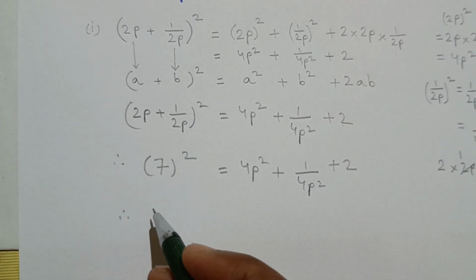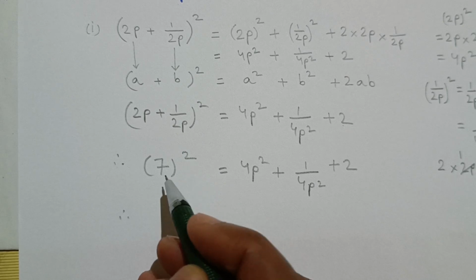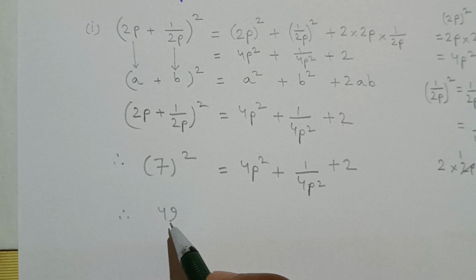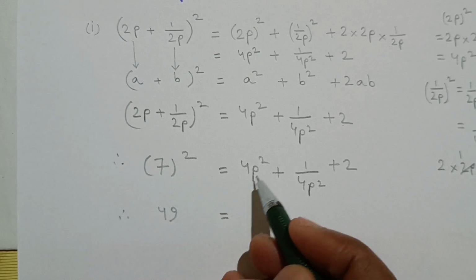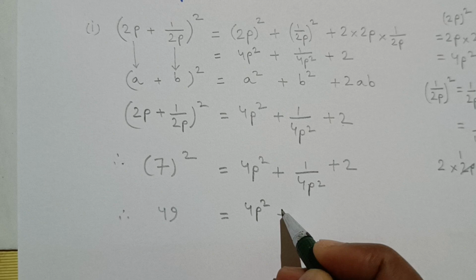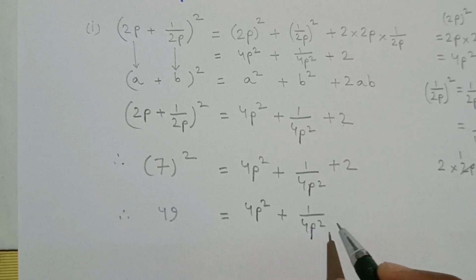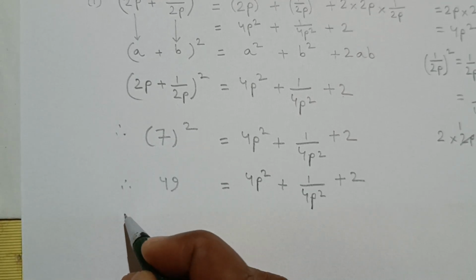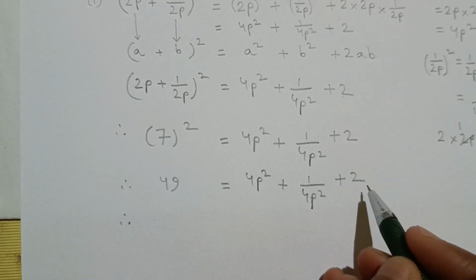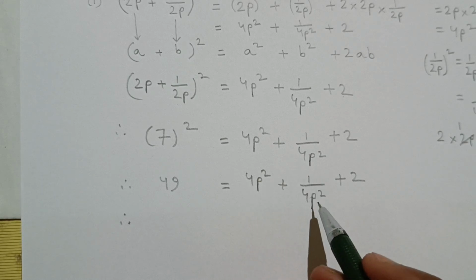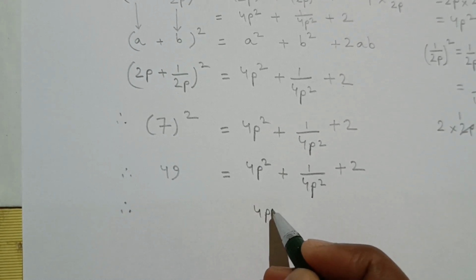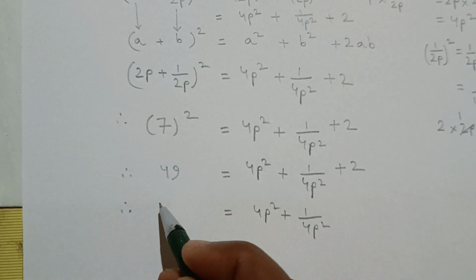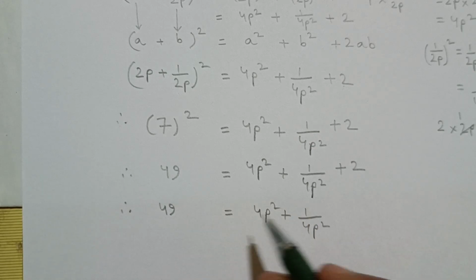So therefore 7 whole square. What is 7 whole square? 7 into 7 is 49. So 49 is equal to 4p square plus 1 upon 4p square plus 2. From here I can find the value of 4p square plus 1 upon 4p square, that will be 49 minus 2.